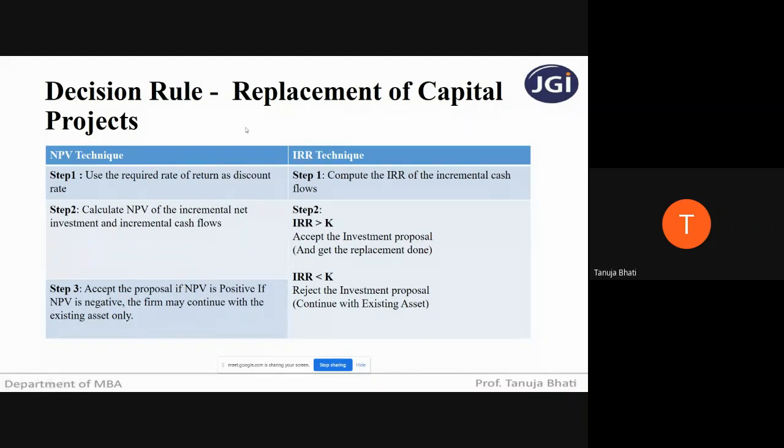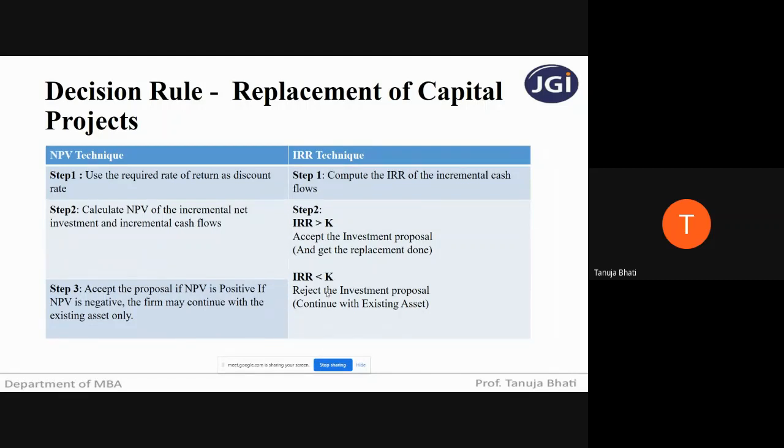This is NPV technique. IRR technique means, first compute the IRR of incremental cash flows. Meaning suppose if you are replacing it, what is the increased cash inflows you will be getting? So compute the IRR. Now how to compute the IRR? You all know. Second step, if IRR is greater than cost, accept the investment proposal. Meaning if your rate of return is more than the cost, you go in for replacement, discard the old machine, buy the new machine. Now, if the return is less than the cost, then you reject the proposal and continue with the old machinery. Do not go for replacement.